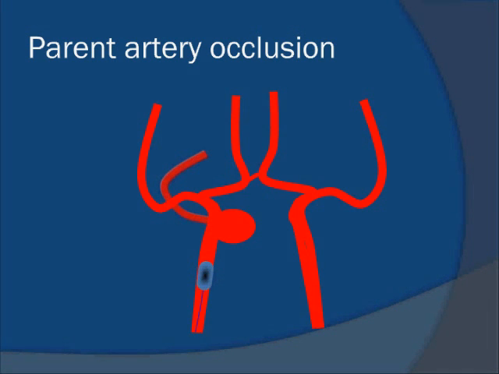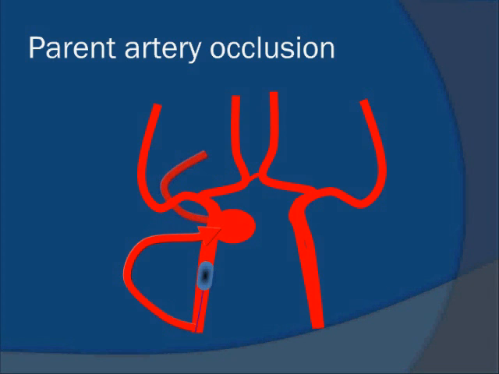Another reason why you will have to do the procedure is so that you can see whether the ophthalmic artery is filling the aneurysm. So if the ophthalmic artery is filling the aneurysm, obviously the treatment will be a little different than one in which it's not filling.